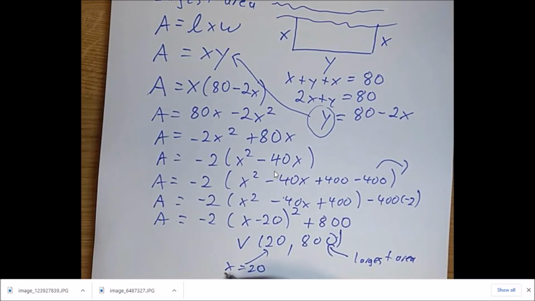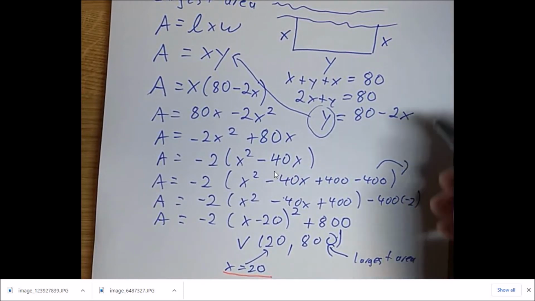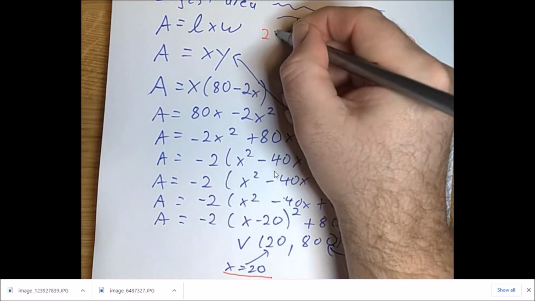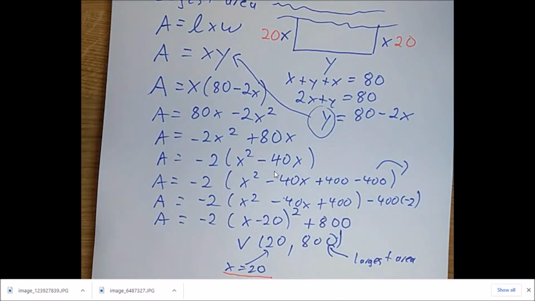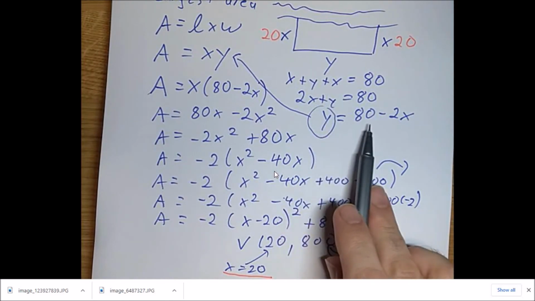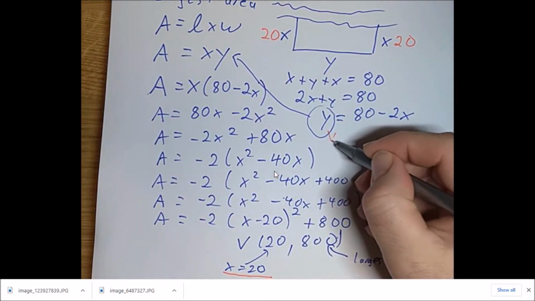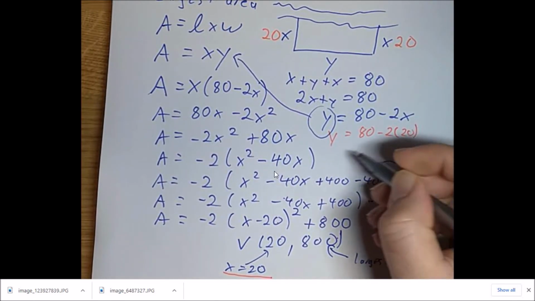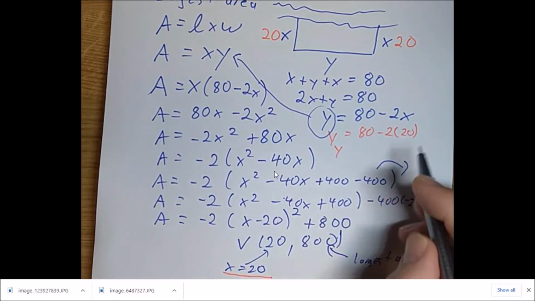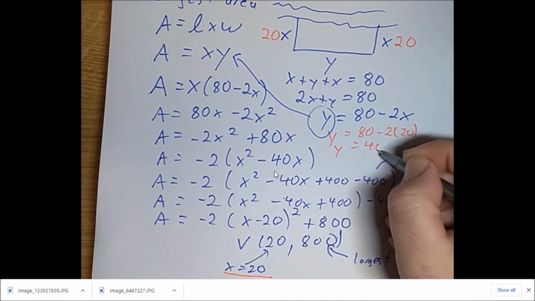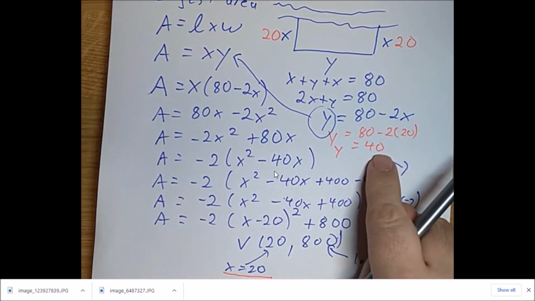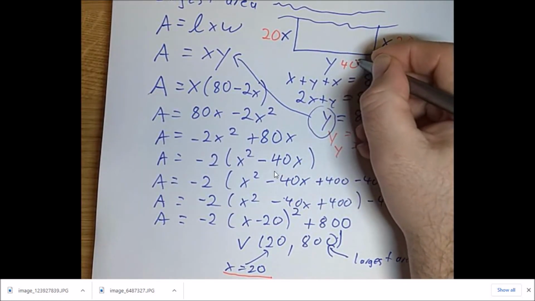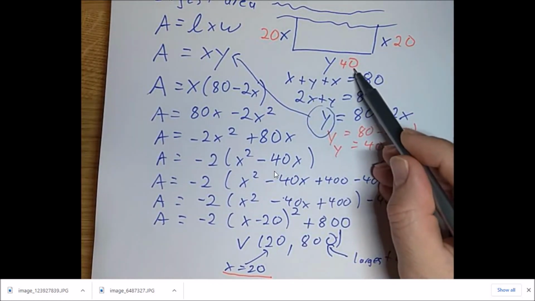So we know x is 20. We know this is 20, and this is 20 here. So we know those are 20. We can figure out y. Oh, y equals 80 minus 2x. So y equals 80 minus 2 times 20. Okay, and put that in the calculator. You get y equals 40. So 80 minus 40, and so that's just 40. So then we know our dimension is 40 here. So 20 times 40 is 800.